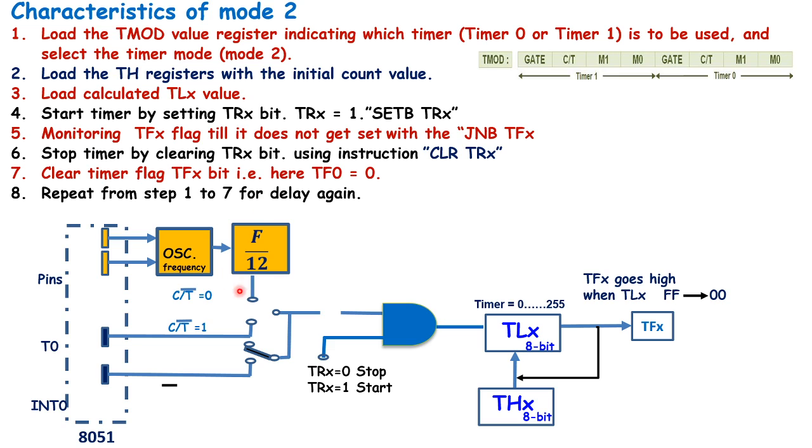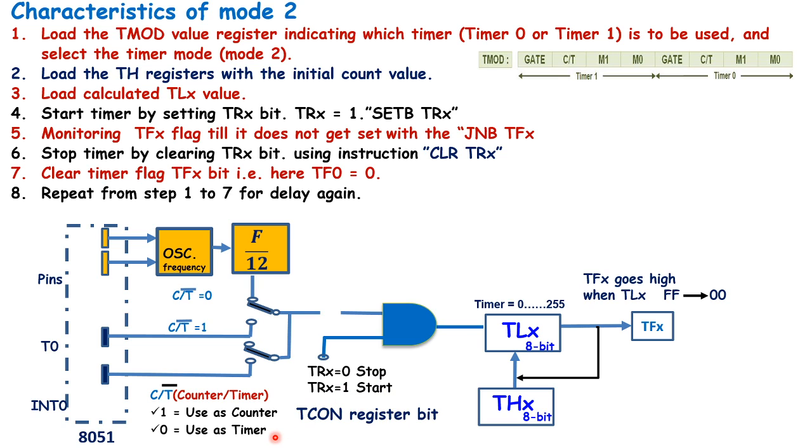Now this is the timer mode. This mode can be controlled by using C/T bar: equal to 1 is counter, and C/T bar equal to 0 is timer, as we explained here. Now there is a TCON register that is used for control, means start and stop of the timer by using the TRx pin. When it is equal to 0, stop, and TRx equal to 1, the timer will be started.